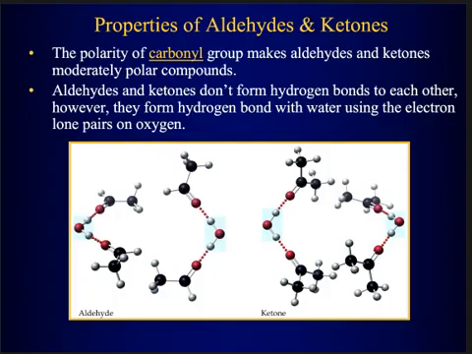Alright, so now that we know how to name our aldehydes and ketones, let's talk about some of their physical properties. So that carbonyl group makes the aldehydes and ketones moderately polar compounds. So although they don't form hydrogen bonds with each other, they can form hydrogen bonds with water using those electron pairs. Water has those slight positives and negatives, and water has the OH, so it can form hydrogen bonds to the H in the water. So that does make these fairly water soluble. Once again, until you get too big, 5, 6, 7 carbons.